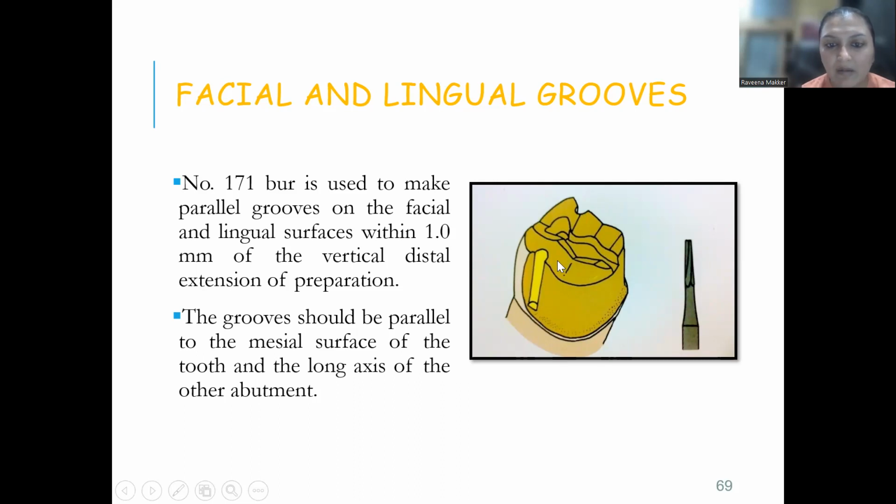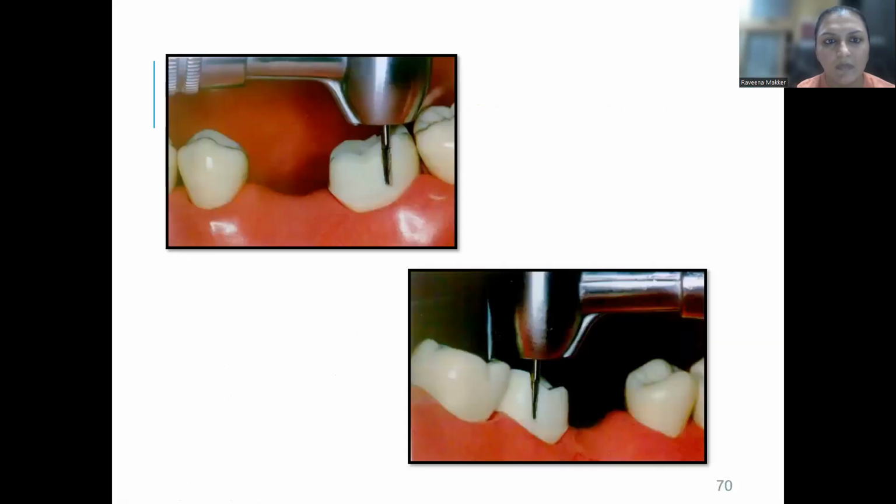The groove should be parallel to the mesial surface of the tooth and the long axis of the other abutment. Okay, this is the mesial surface. Now these grooves should parallel both the mesial surface of the tooth as well as the long axis of the other abutment. Now these are the facial and the lingual grooves.